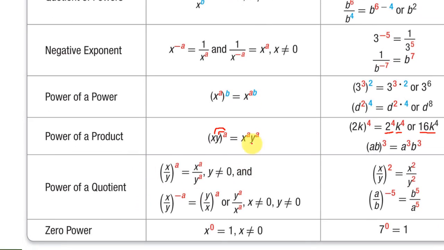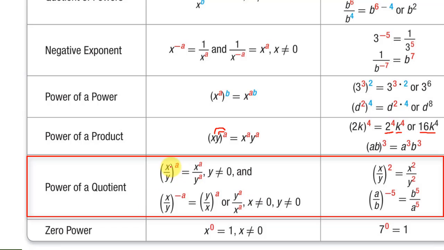A similar thing is done with the power of a quotient. If I have a quantity x divided by y, and that's all raised to the a power, that is the same thing as x to the a divided by y to the a. Again, in a similar way, x divided by y to the negative a power is actually the same thing as y divided by x to the a power. That takes this negative exponent property and applies it as well. So it's basically the same thing as y over x to the positive a power. An example of this, if I have x over y all raised to the 2nd power, that's the same as x to the 2nd power divided by y to the 2nd power.